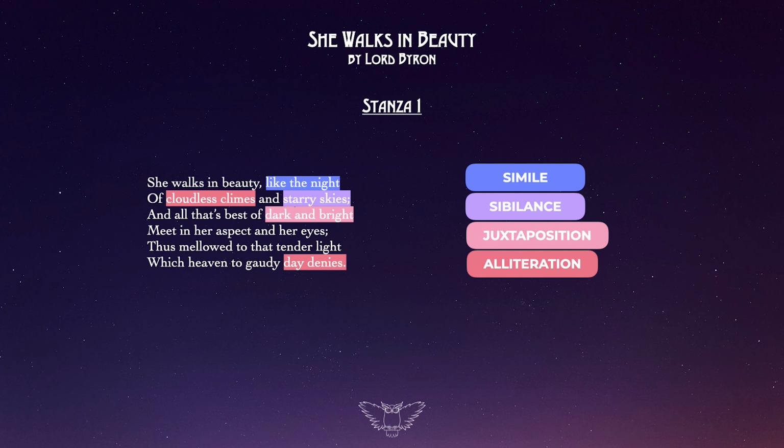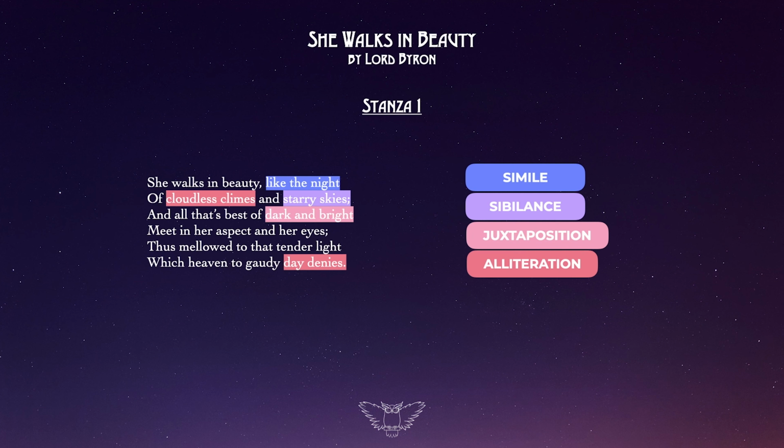Then we have alliteration. So remember, alliteration is when the first letter is the same and it's repeated more than once. Cloudless climes. Again, it speaks to the way we feel enchanted when we look at the clouds and we see shapes. It's this magical place, and it speaks to the imagination.